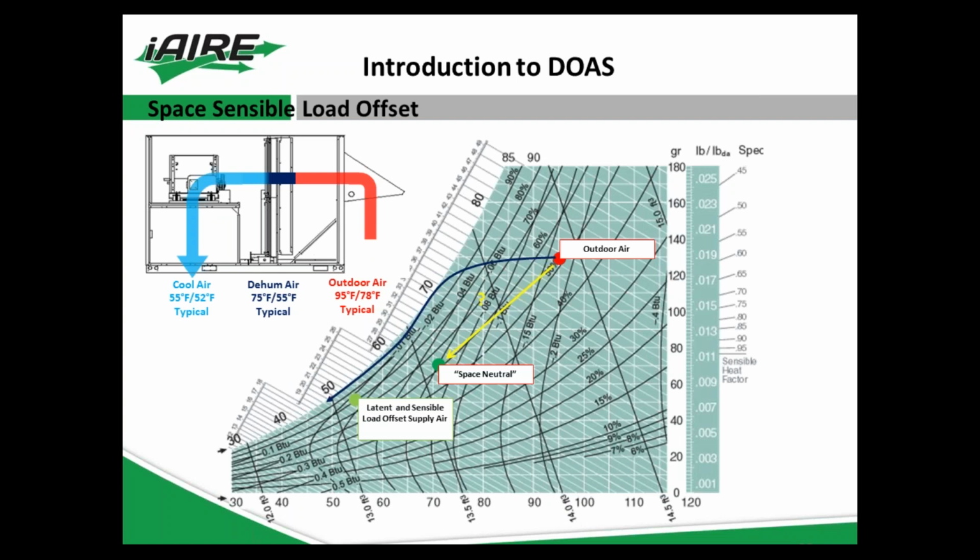And again, this is just a psych chart of that design in cooling. As you can see in the top left there, you're going to be actually providing cooler air instead of space neutral. So you're looking at 55 degrees instead of the general 70 degrees.